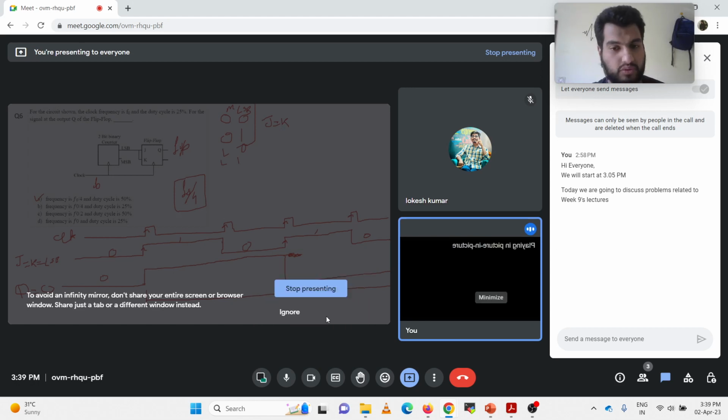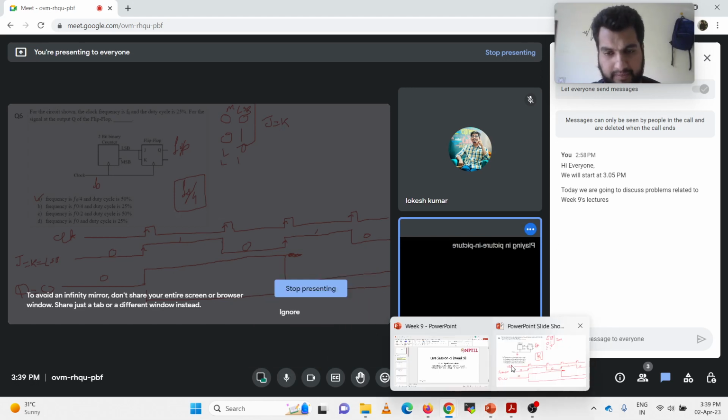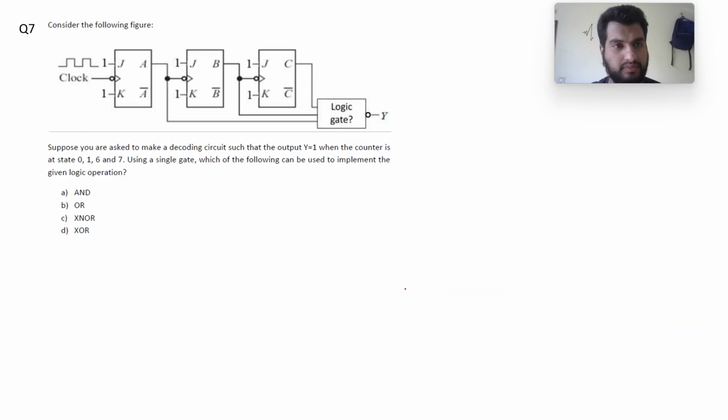Now let's move to question number 7. The question number 7 asks us, consider the following figure. So we have these JK flip-flops here. Suppose you are asked to make a decoding circuit such that the output y equal to 1 when the counter is at state 0, 1, 6 and 7. So when the counter is at state 0, 1, 6 and 7, my output should be equal to 1.